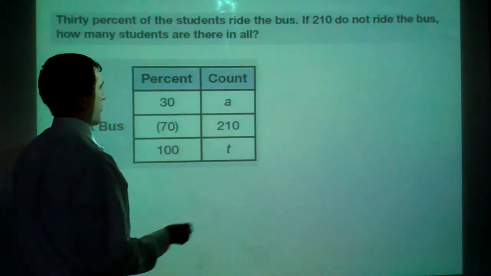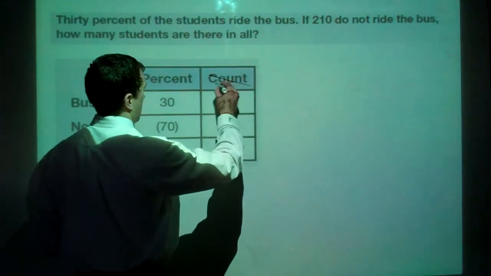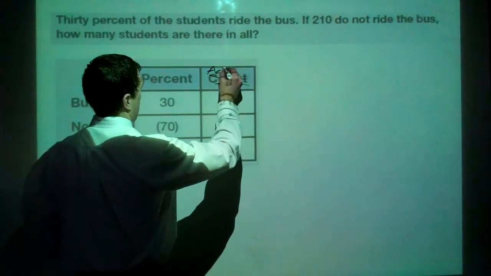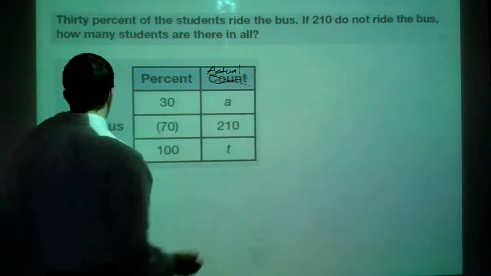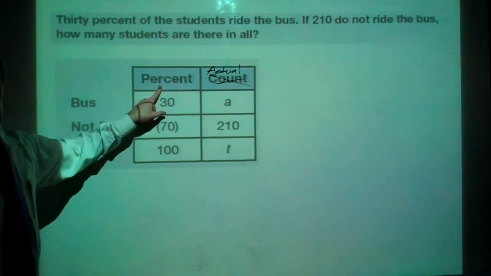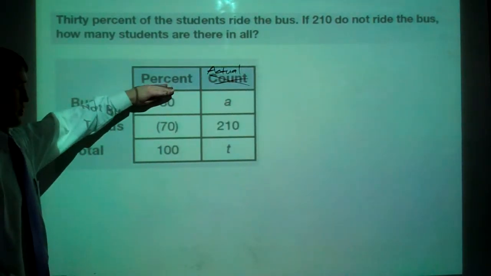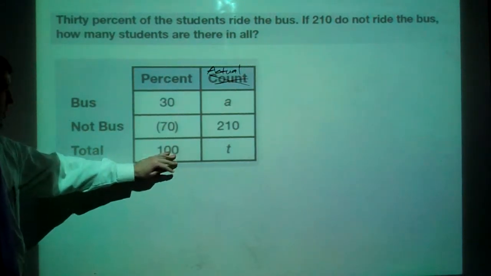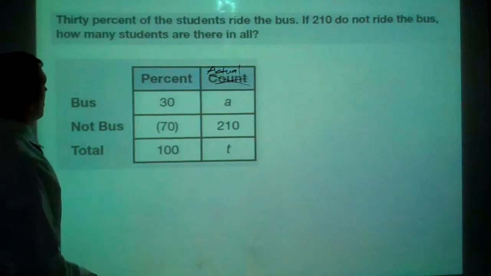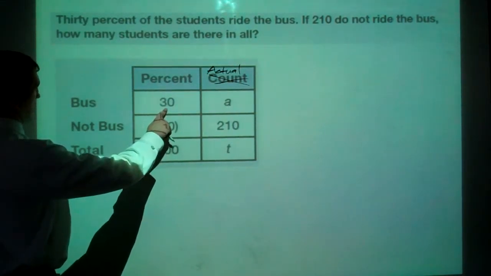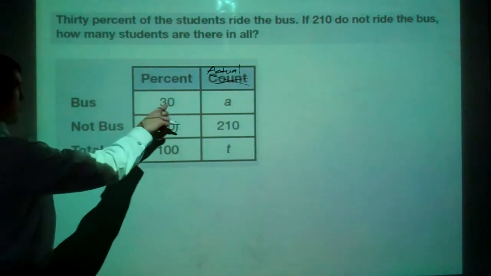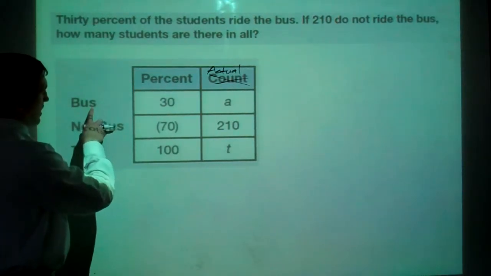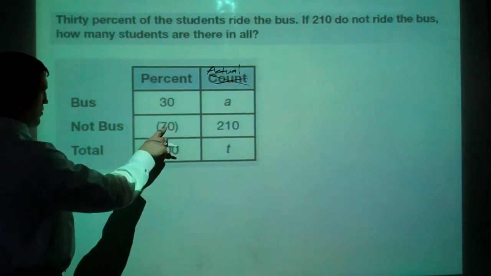So for me, I've been using this and calling this actual. Before we would have this as a ratio column, and it still is a ratio column, but it's a percent. And percents are out of 100, okay? So it says 30% of the students ride the bus. So those are 30% that ride the bus. That means 70% do not ride the bus.